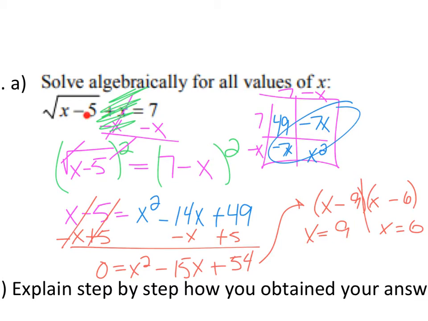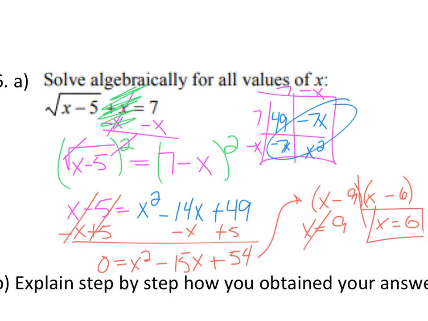Or you can just plug in 9 into this and you'll see that it doesn't work, because 9 minus 5 is 4 and the square root of 4 is 2, and 2 plus 9 is not 7, it's 11. But when you do 6, 6 minus 5 is 1, and the square root of 1 is 1, and 1 plus 6 is 7. So that's why we would reject 9 and we would keep 6.